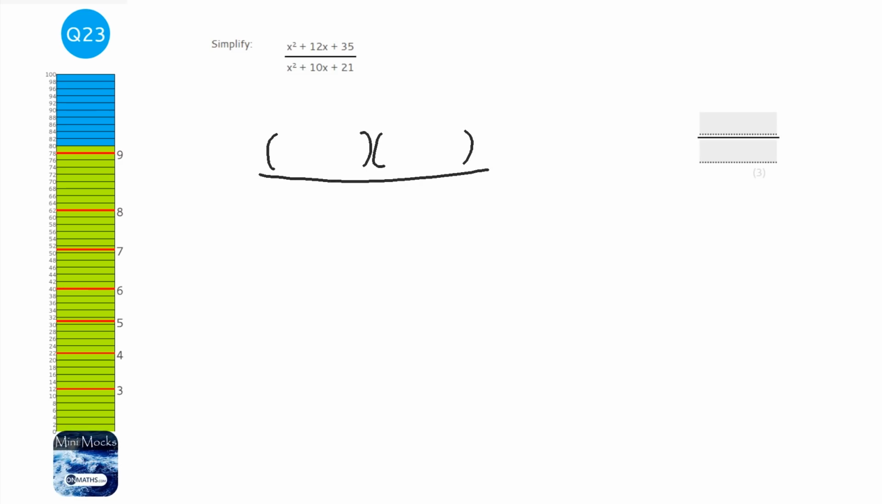So I know it's going to be x at the start. I need 2 numbers that add together to make 12 times together to make 35. Well, that's going to be 7 and 5. Then I need to factorize the bottom. Now, a little bit of a cheat here. I know one of them will be the same. So either one of them is going to be x plus 7 or one of them is going to be x plus 5. So I need 2 numbers to add together to make the 10x times together to make 21.